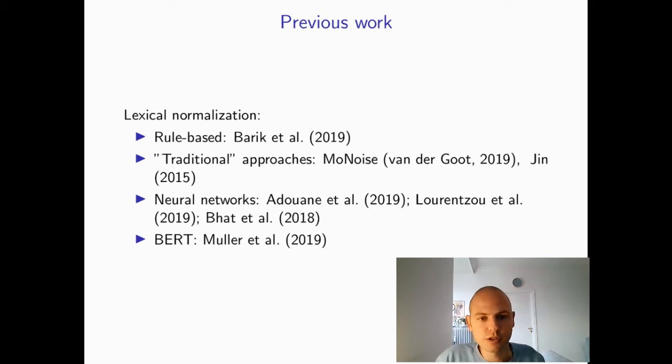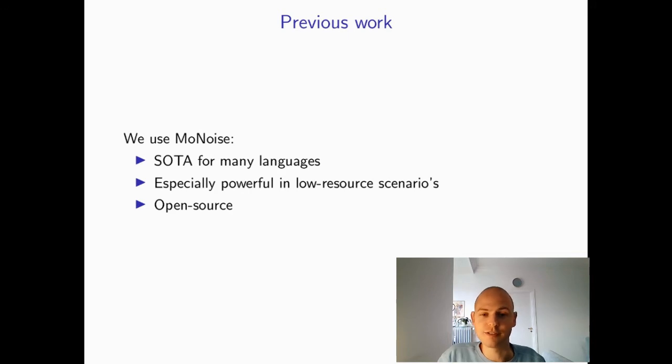In our work, we will use MoNoise, which is a traditional model based on the spelling correction framework. We use it because it's state-of-the-art for many languages, and it's especially powerful in low-resource scenarios because it heavily depends on the raw data. And in our case, we have little training data, so this fits our needs well. Furthermore, it's open source, so we can adapt it.